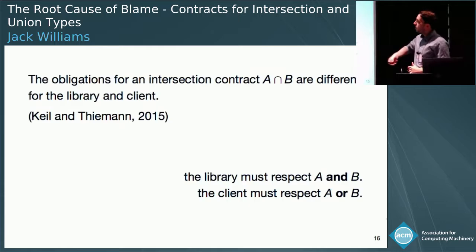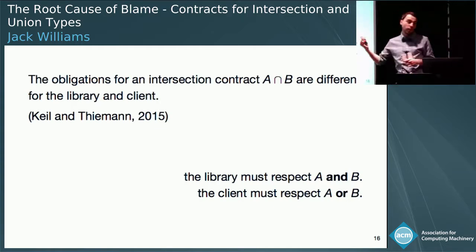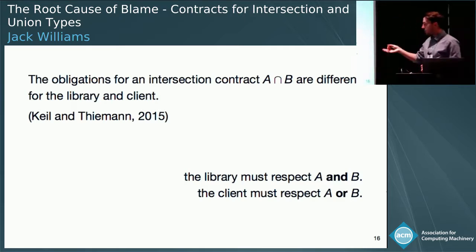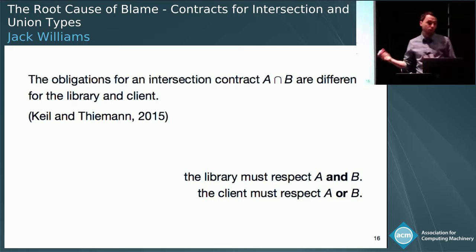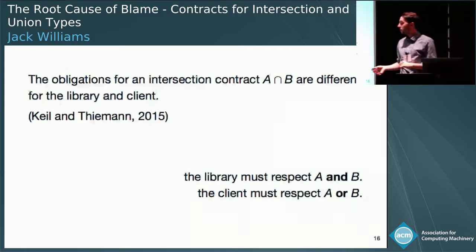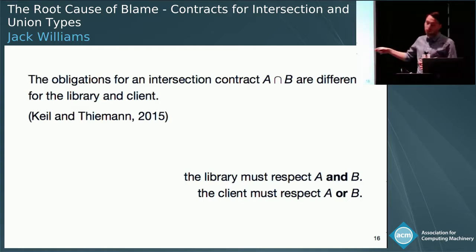And so to work out what's going wrong, we appeal to the insight by Cullen Tiemann, who first looked at intersection and union contracts. The really important thing is we want to distinguish blame between the library and the client, and how we actually interpret blame for the library and the client. So in particular, for a library to respect an intersection type, it has to respect both components, which is what you might expect. But then for a client, you actually respect A or B, or both, but it has to be at least one.